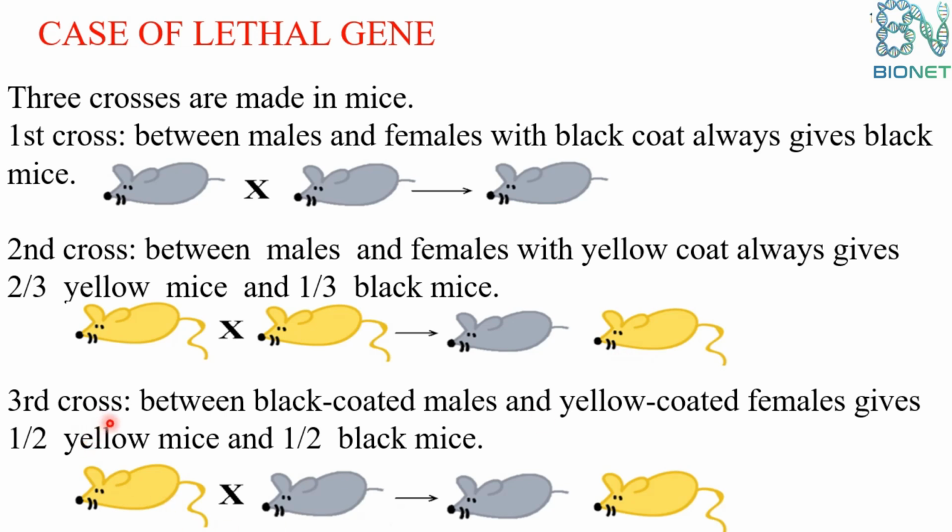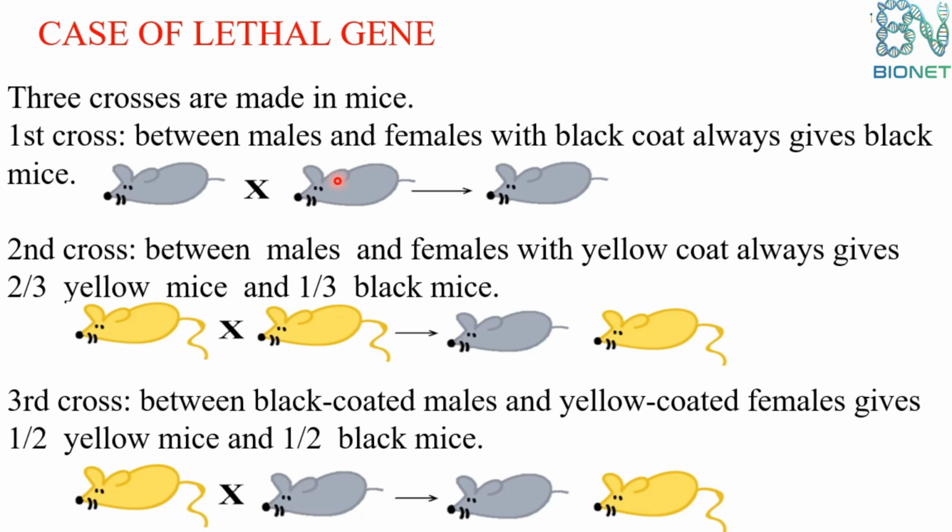In the third cross, we have a yellow mouse crossed with a black mouse. The result, half of the descendants are black and the other half yellow. Let's study in details these three crosses. Here when we say cross between male and female with a black coat always gives black mice, means that the parents are of pure line, because always the black phenotype is expressed.